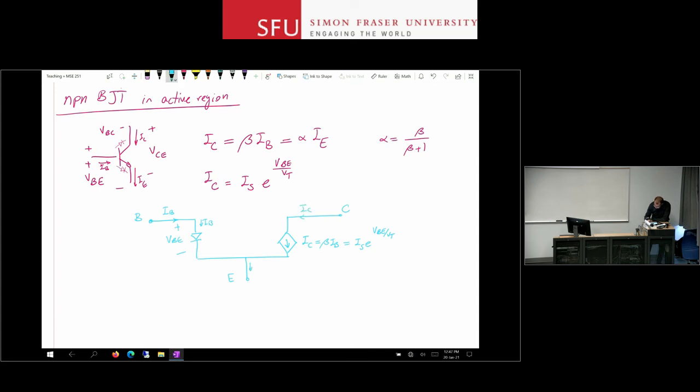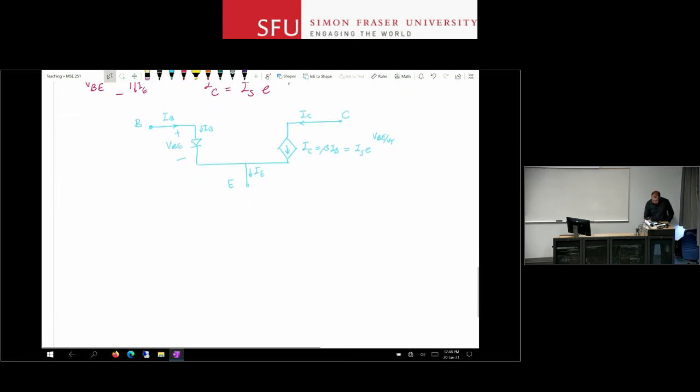And remember, IE comes out, right? So I look at the left side of this circuit. If I have IB, I say IC is beta IB. If I have VBE, I calculate IC from that. So this is one model that I can come up with.